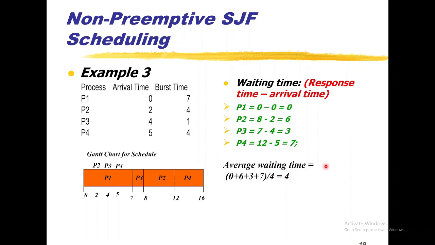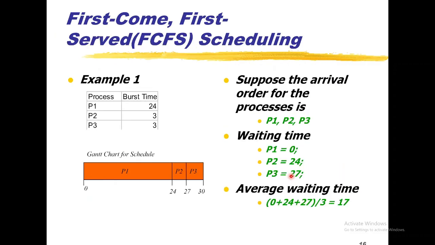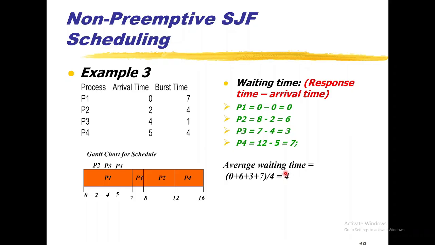So the average waiting time is equal to 0 plus 6 plus 3 plus 7 divided by 4, which is equal to 4 milliseconds. So the average waiting time is 4 milliseconds, whereas this same job, when we did it using first come first serve, gave a different value. But for now, let's move on. We are going to do a calculation using just one set of tables to the end with the different algorithms, and then we'll see the differences.